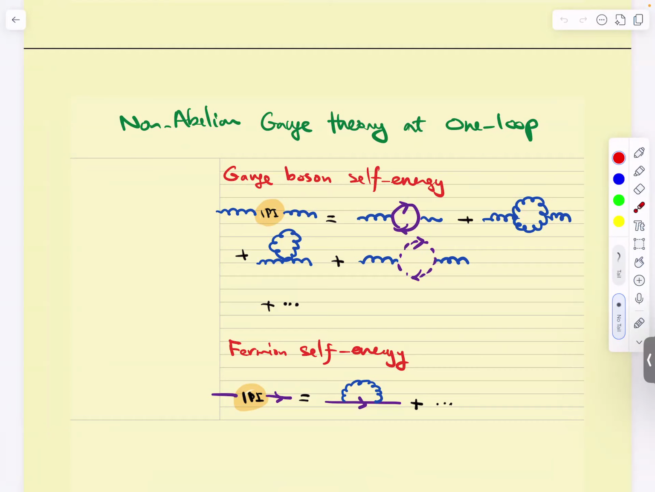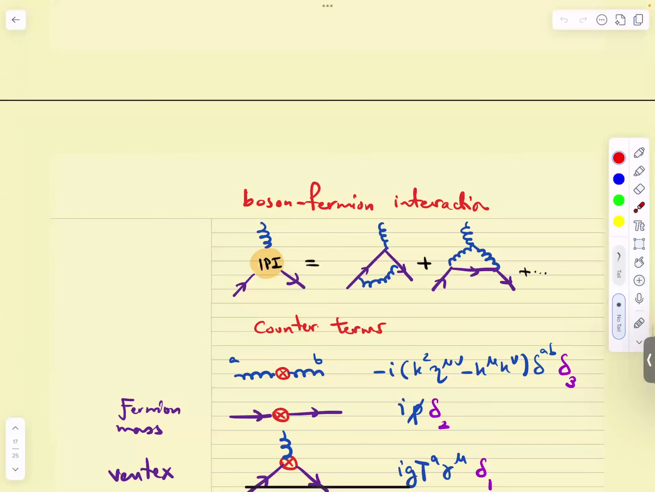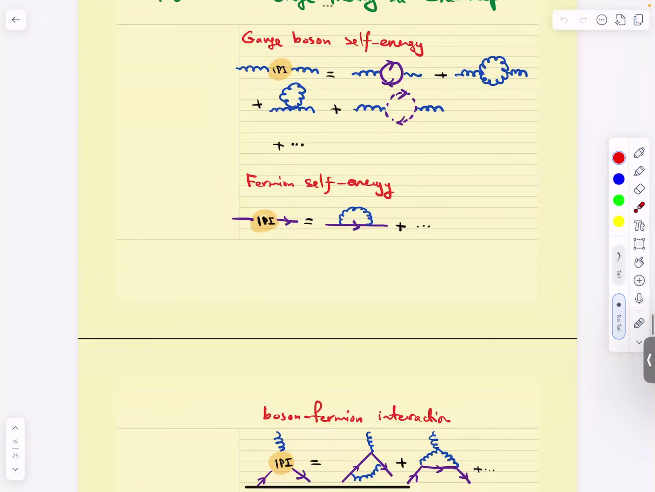For the fermion self-energy, it's the same old diagram. That's the only thing you can draw. So the gauge boson self-energy are these 4 diagrams at one loop. Fermion self-energy is still the same one. Now, the boson fermion interaction, the vertex, there are actually two terms now. This is familiar from QED. This is funky, right? Of course, we're drawing 1PI diagrams, right? All right. Is that clear? Questions? We're gonna calculate these today.